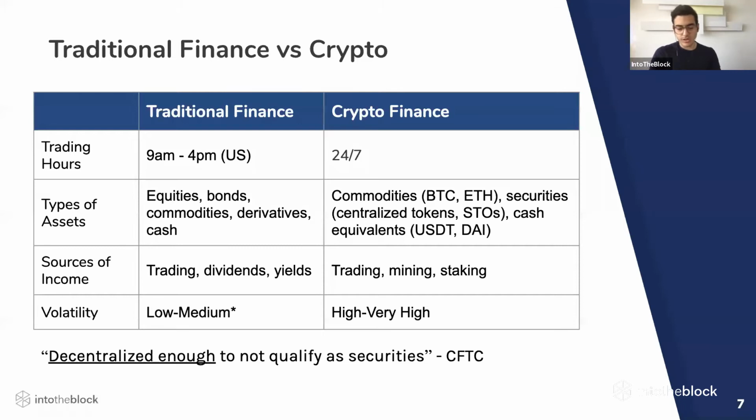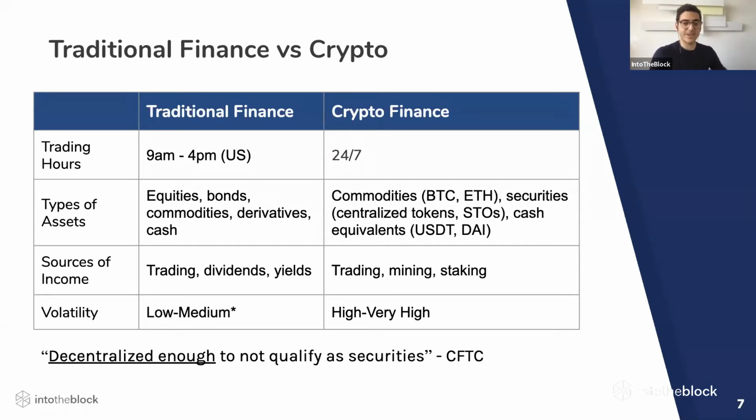Now I'll get more into the details of how we've looked into it at Into the Block, comparing traditional finance versus crypto finance. For starters, you all know crypto is 24/7, whereas traditional finance in the US is only from 9 to 4 p.m. I know in other financial markets, it's different trading hours, but none of them are 24/7 like the digitally native crypto asset finance. Types of assets, well, there's equities, bonds, commodities, derivatives, cash. And in crypto, it's different.